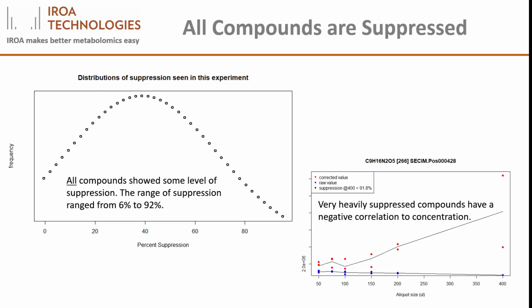In general, compounds suppressed less than 60% in these samples were at least positively correlated with their actual concentration, although the correlation may have been poor. Those compounds that were suppressed between 60 and 80% were simply not correlated. Injecting more compound did not result in a larger peak. And those compounds suppressed more than 80% showed a negative correlation, as shown here. The more compound injected, the lower the signal seen.